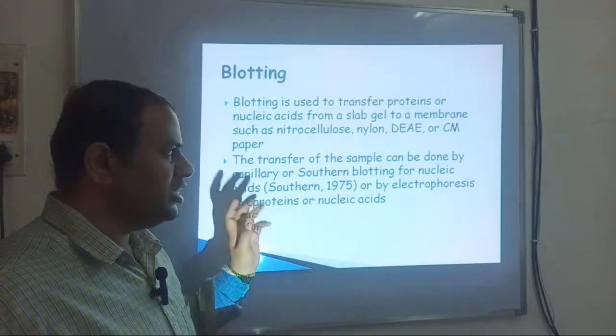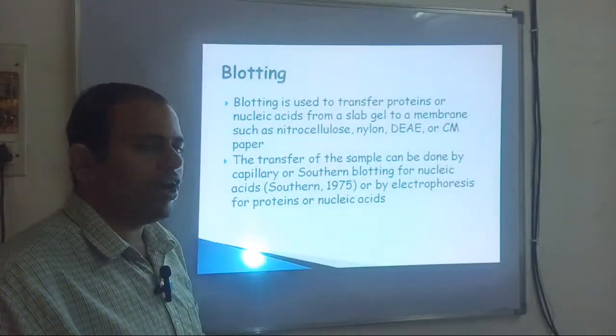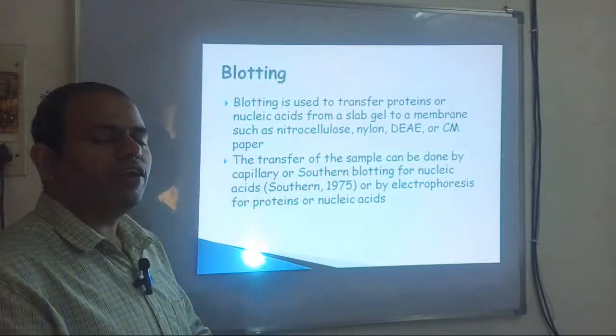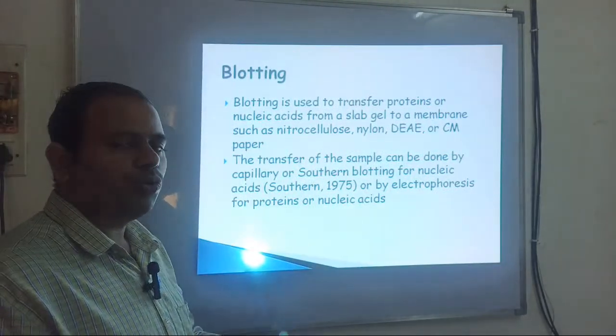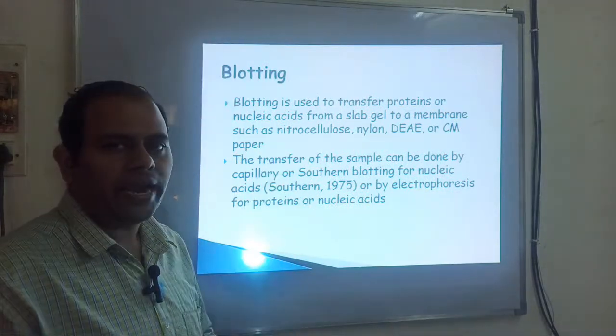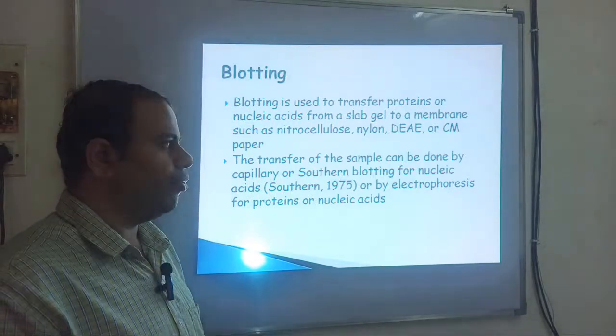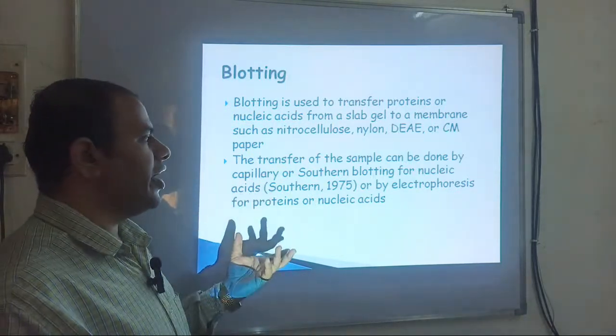Okay, so first, the blotting technique was invented by scientist E.M. Southern in 1975. Suppose you have done the electrophoresis of a particular sample onto the agarose gel, and you want to detect a particular band or a particular gene, for the presence of that gene in that particular DNA. Okay, so you can go for hybridization.